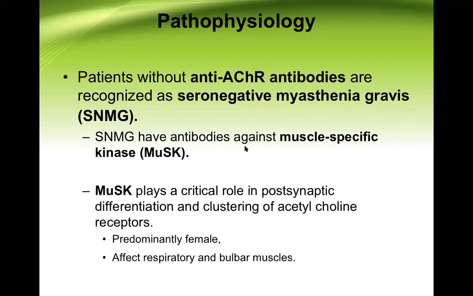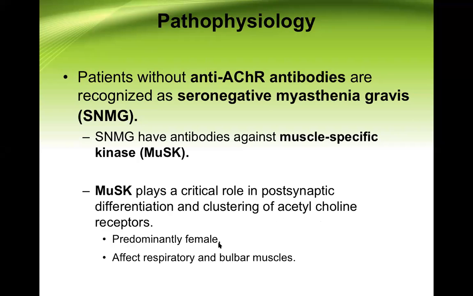But in those patients, we have another type of antibody, which is against muscle specific kinase, also known as MuSK in short form. This MuSK plays a critical role in postsynaptic differentiation and clustering of the acetylcholine receptor. If this mechanism cannot occur in the postsynaptic membrane, then also the muscle will be weaker because there is no transmission of the signal there. So it acts in the same fashion as myasthenia gravis, but the percentage of these people is less, around 10 to 20 only.